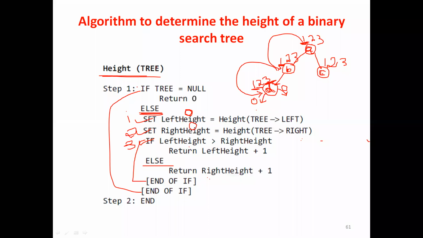So it's comparing: left is 0, is 0 greater than 0? It is false. So it goes to this else. And why am I adding? Because I should include this node D. That's why I'm adding 1 here. At this point, I'm having only one node. So return right height plus 1.